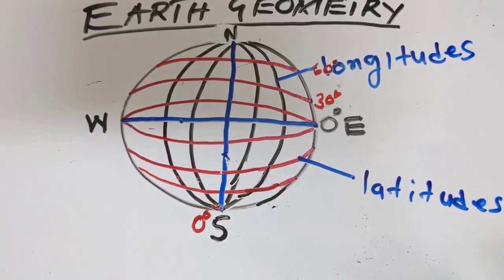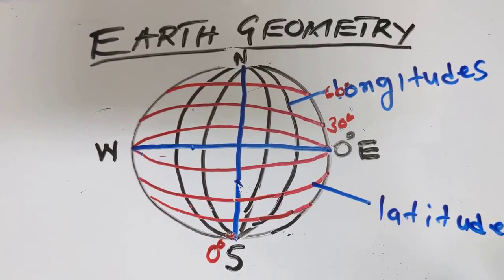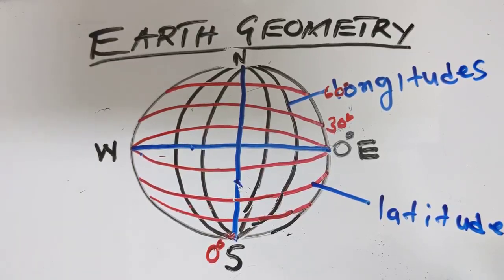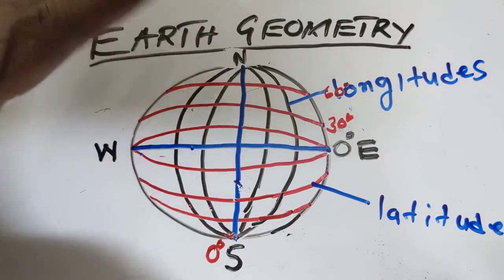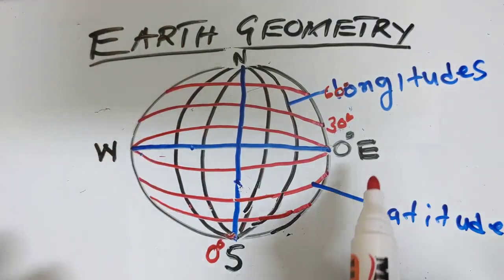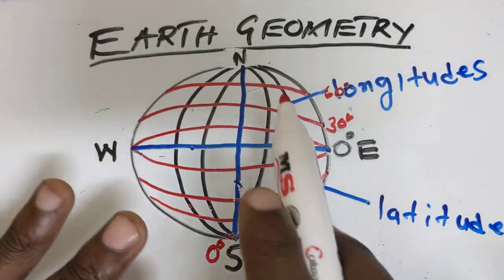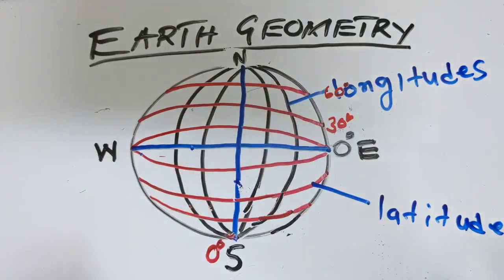All right, so these are the most important things that you need to know about earth geometry. The first thing we said is the direction, the places. For the direction, you said east, west, south, north. Also, you need to know the lines.